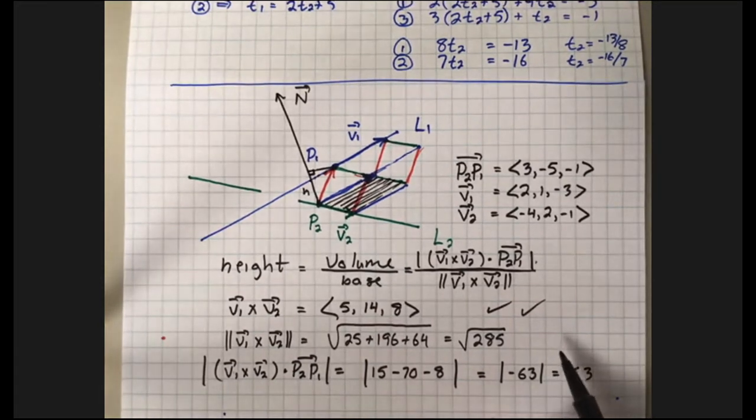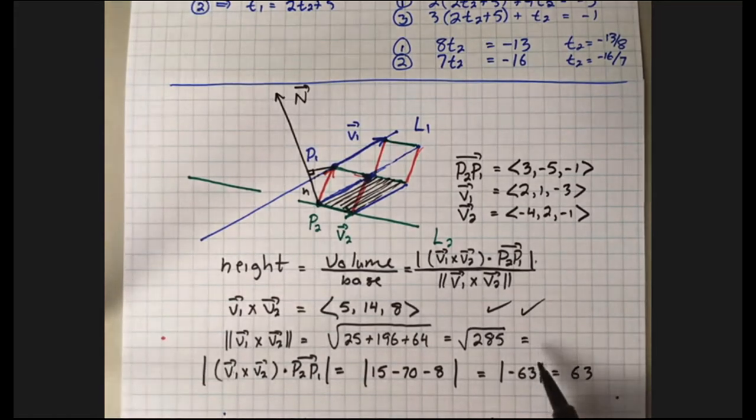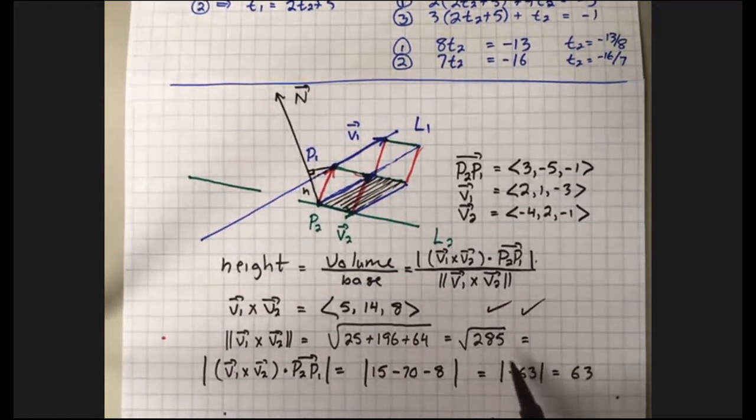Now I'm going to have to search for confirmation elsewhere, probably. A calculator can do cross products and dot products. Mathematica can do cross products and dot products, but I'm illustrating the technique right now. I don't think 285 simplifies in any nice fashion.